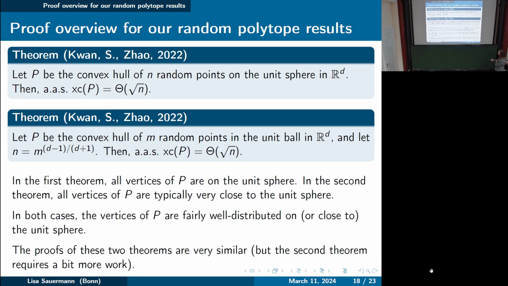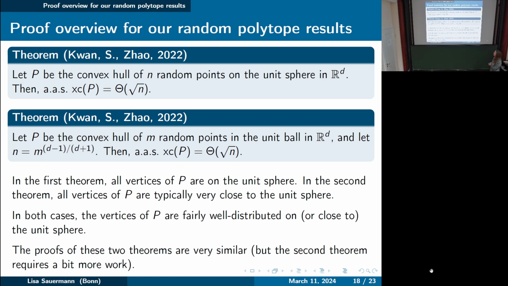Okay, so as I said, in the first theorem, all vertices are on the unit sphere. In the second theorem, the vertices are not on the sphere because it's a convex hull of these random points in the ball. But typically in this model, the vertices are close to the unit sphere. Because if a random point is closer to the center of the ball, then it's unlikely to be a vertex of this random polytope, because it's very likely to be contained in the convex hull of other points. And so in both cases, the vertices of P are fairly well distributed on or close to the unit sphere, and that is just to motivate why the proofs of those two theorems are actually very similar to each other, because in one case you're exactly on the sphere, in the other case you are sort of close to it.